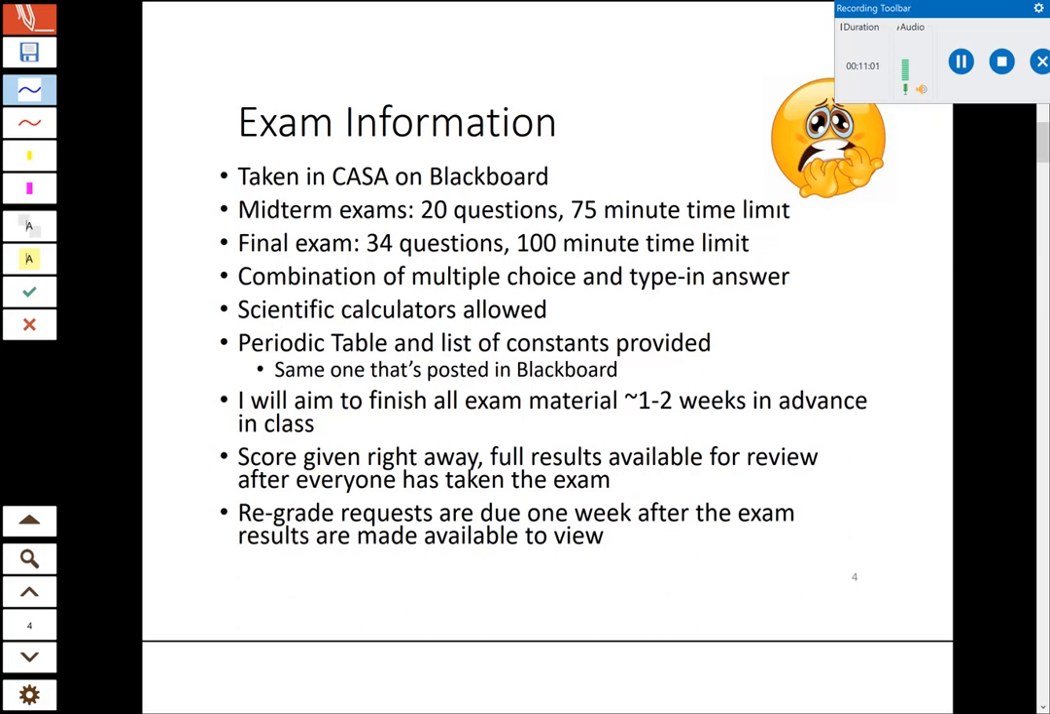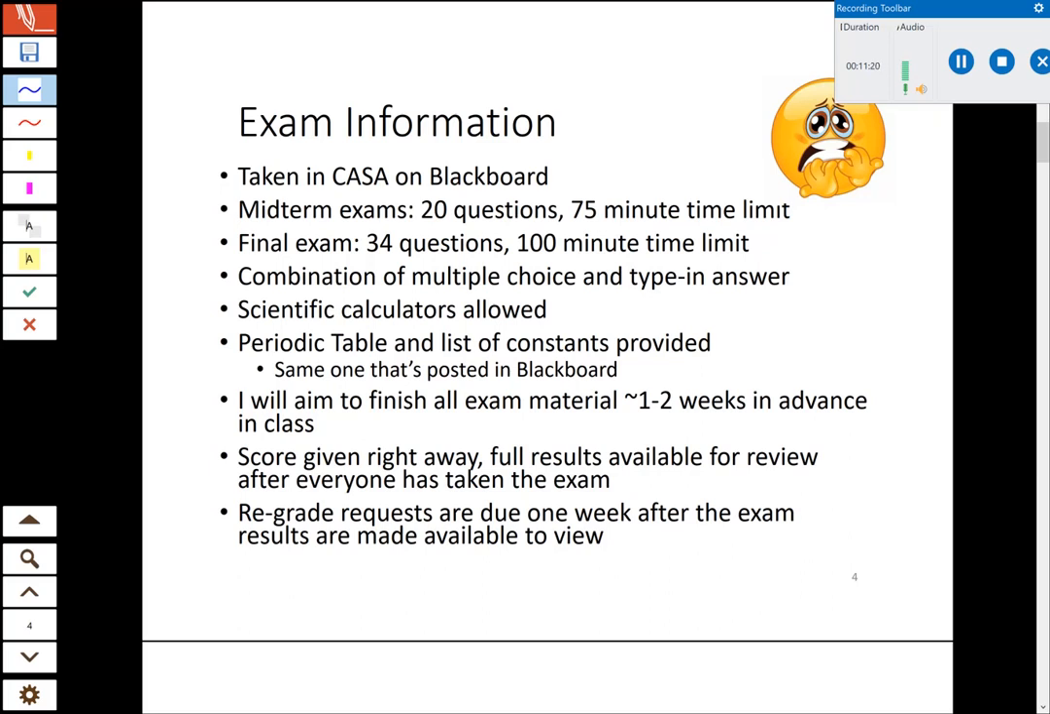Each exam will be open for 3 days for the midterms, Monday through Wednesday, and a little bit longer for the final. You sign up for a time about 2 weeks in advance, when it opens, and then you go there at that time and take the exam whenever fits your schedule. Each midterm exam, as I said, is 20 questions, and you'll have a 75-minute time limit.